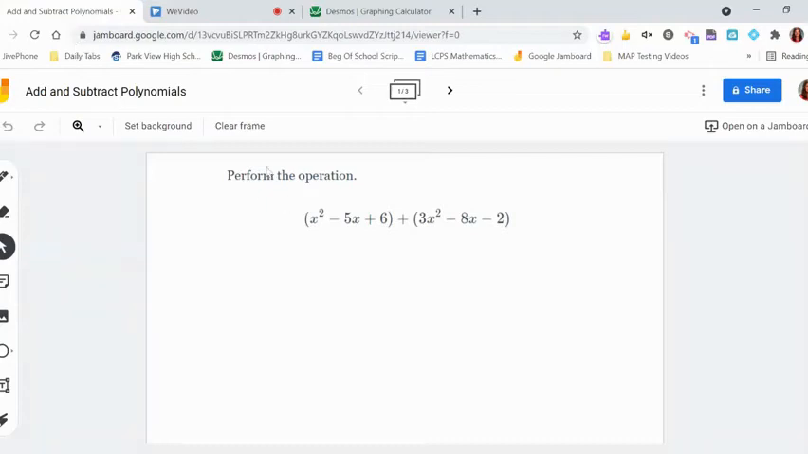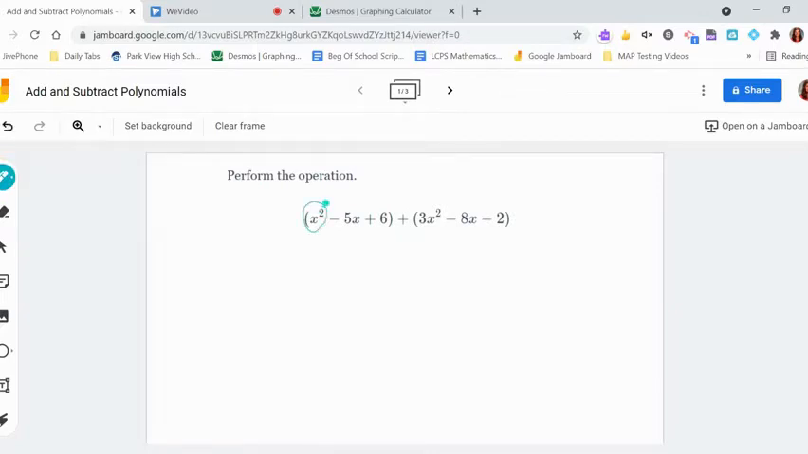In this lesson, we're going to take a look at adding and subtracting polynomials. Here I have two polynomials, and I know it's addition because there's a plus in between them. When I'm adding, it's really just combining like terms. So I want to go ahead and identify like terms here.